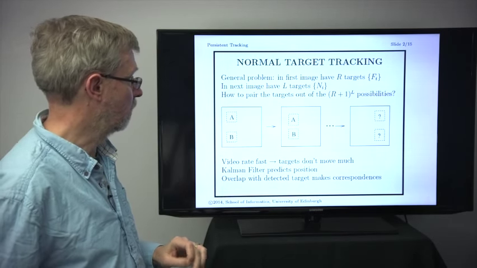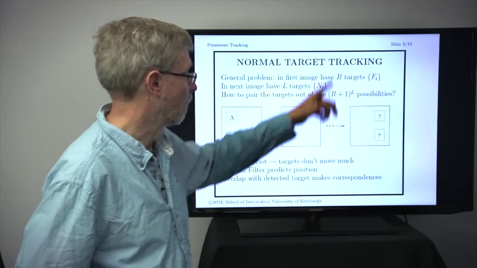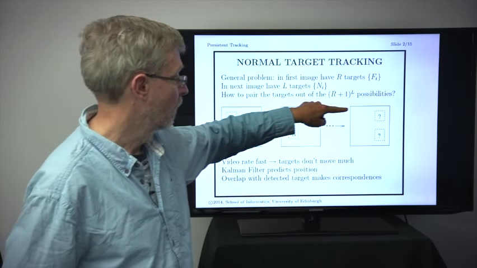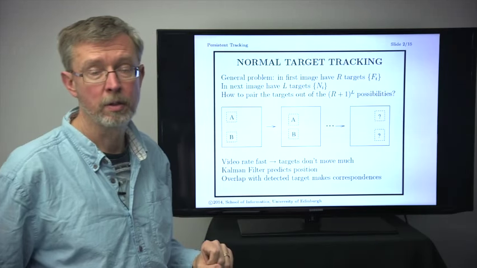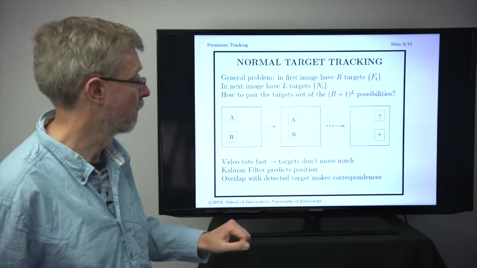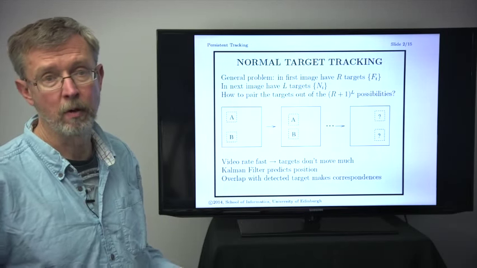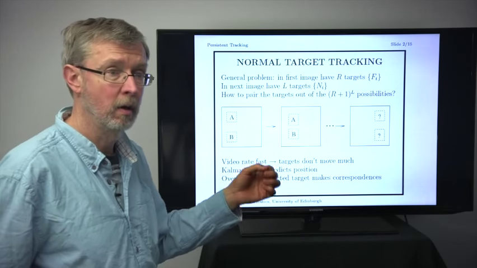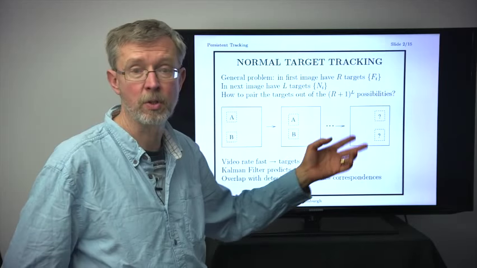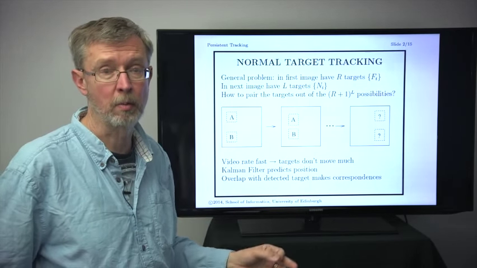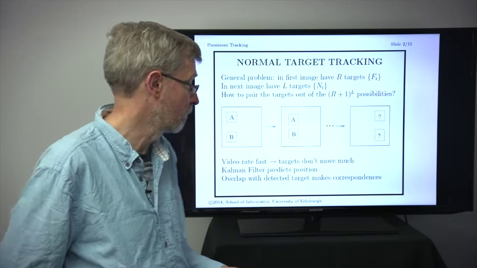And in general, if you've got R targets in the first frame and L targets in the second frame, this is a kind of huge combinatorial type problem to be able to pair these together. Maybe we haven't even necessarily observed the target in the next frame. Maybe we need to match it with something else, like maybe the target has disappeared behind an obstacle or something like that.